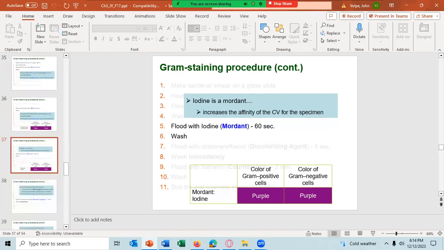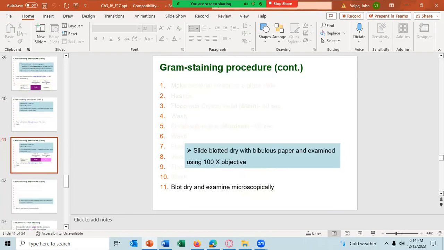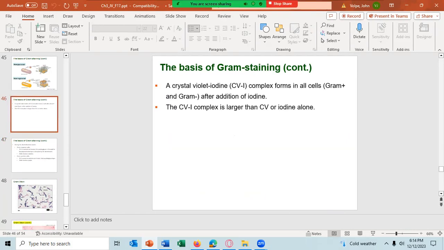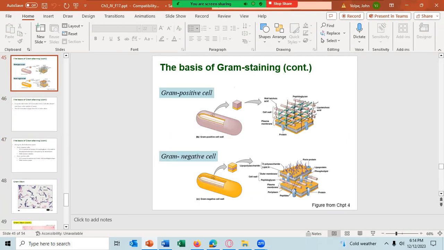You should know the properties of the Gram stain and the difference of the Gram-positive cell and the Gram-negative cell, and why the Gram stain stains the Gram-positive cells purple and the Gram-negative cells pink.